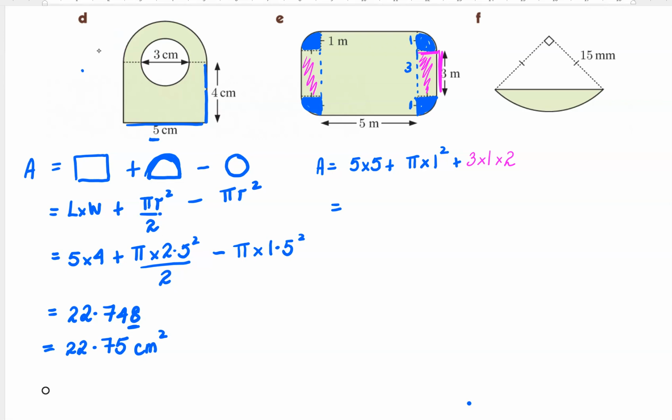Pop that in, see if that works and it's the right answer. So again, stop the video, you have a think about F, and then unpause to check. Just going to get rid of this to give us a bit of space.